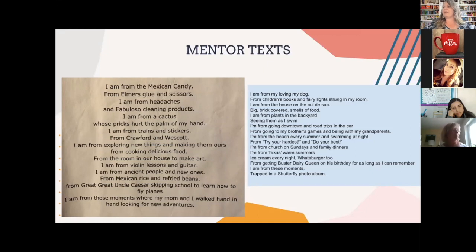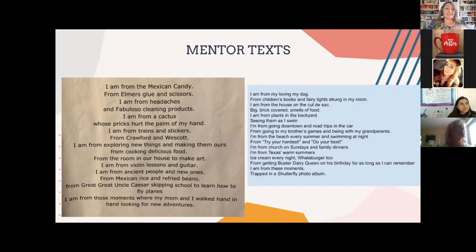I'm from going downtown and road trips in the car, from going to my brother's games and being with my grandparents. I'm from the beach every summer and swimming at night, from try your hardest and do your best. I'm from church on Sundays and family dinners. I'm from Texas warm summers, ice cream every night, Whataburger too, from getting Buster Dairy Queen on his birthday for as long as I can remember. I am from these moments, trapped in a Shutterfly photo album.